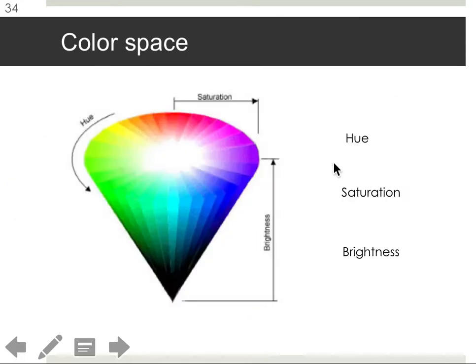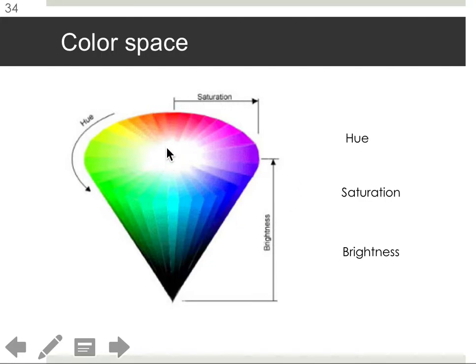So psychophysically, we can also think of different cues for color that include hue and saturation and brightness. So hue is the actual color itself, right? So that's the angular degrees around the cone that starts from red and going through orange and yellow and so on and all the way back to red.